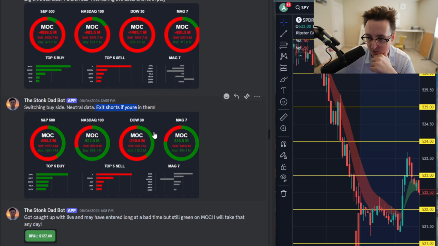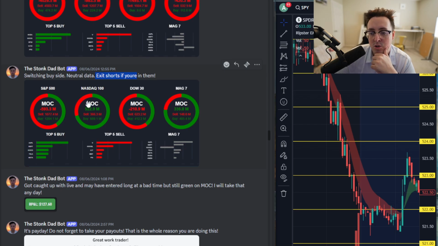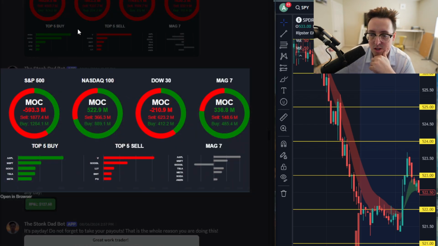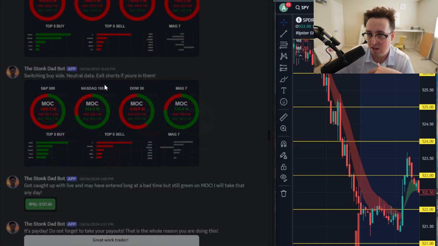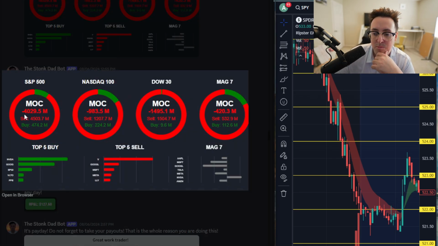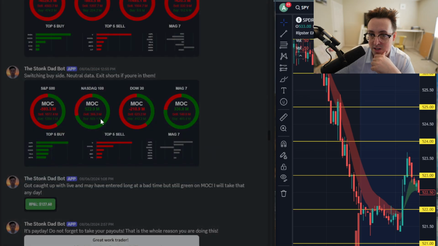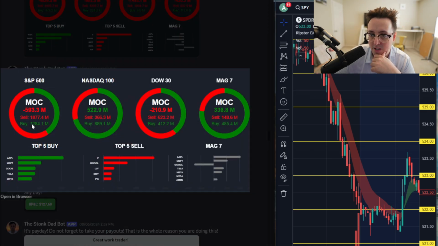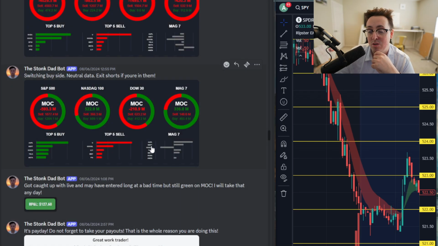Sometimes I do look at this data as it comes out, and if it starts to move one way or the other really rapidly, as you can see here, we were at minus 4.02 billion sell side on S&P, and then only minus 500 million. That gives me an idea: I should probably exit my shorts if I'm in them and take my profits, and that's what I did here.